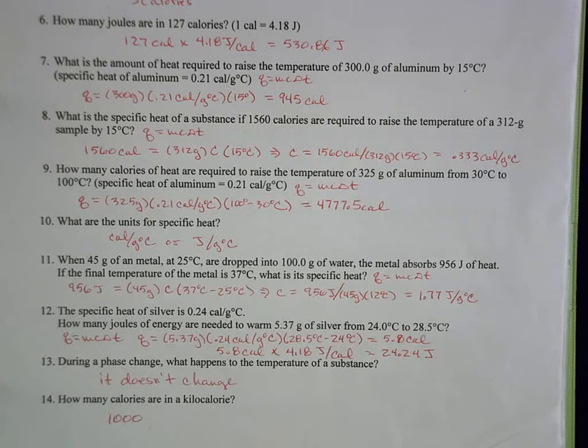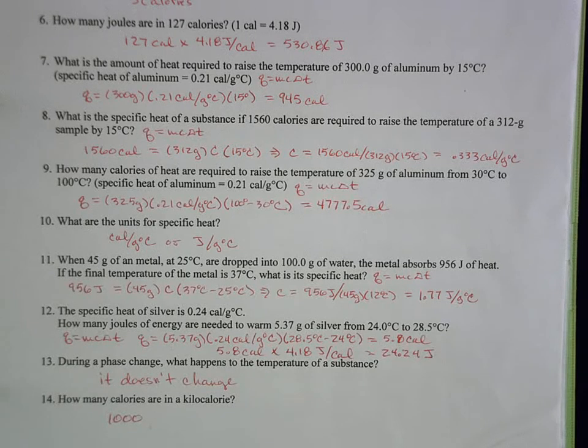12, okay, we're right back to Q equals MC delta T. This question was on the quiz. Different numbers, but this question was on the quiz. 5.37 grams times the 0.24 calories per gram degree Celsius times the 4.5 degree change. And then if we want to go from calories into joules, times 4.18 joules per calorie.